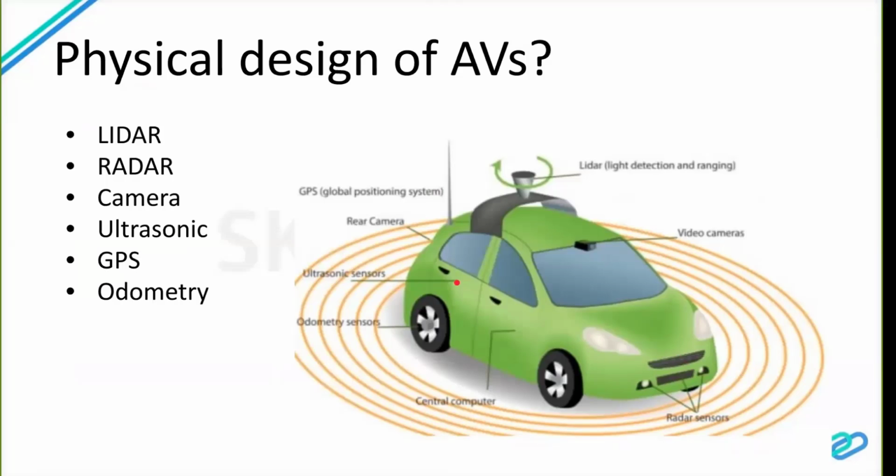Let's get into the next part. We'll see what some of the physical designs of AVs are. Autonomous vehicles have multiple sensors, as I told you. So let's look at each of the sensors. We have LiDAR here, we have radar sensors here, and then a camera installed here.